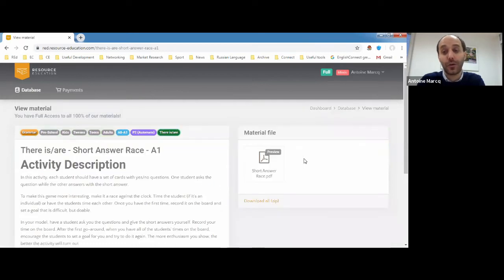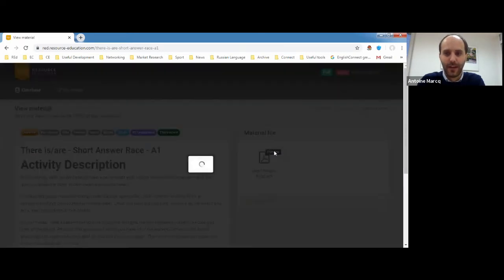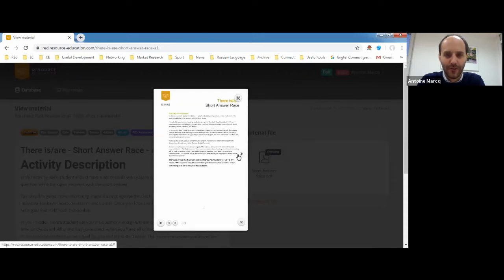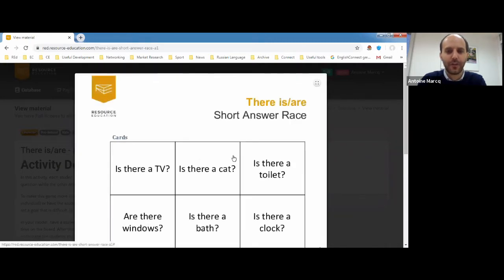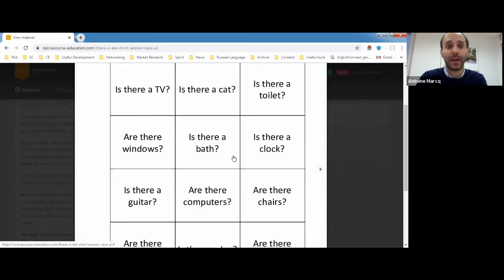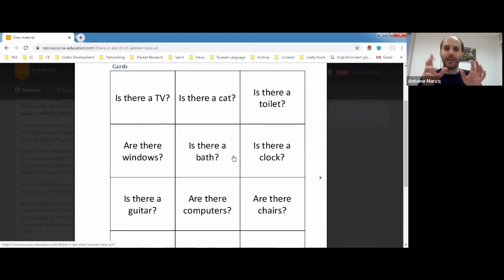Firstly, you can use a short answer race. I like using short answer races a lot. You have the activity description on the first page, and then there you go, the cards. So you cut these up into little cards and stack them into a pile, and students are going to ask each other and answer the question as fast as they can.